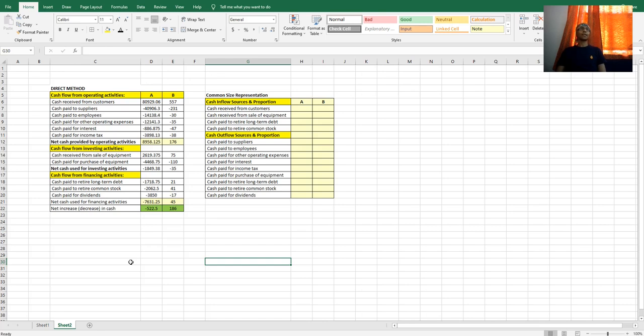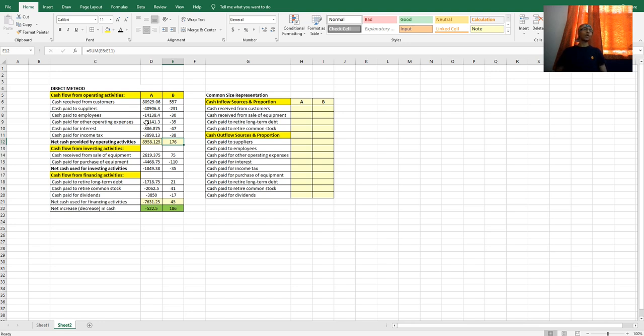Now we discuss common size representation for cash flow statements. So friends, we can see a direct method statement here. Cash flow from operations, investing activities and financing activities are mentioned here. Now there are two companies, A and B, with drastically different numbers in terms of proportion being demonstrated. For example, you can see cash received from customers is 80,929 million, and for B it is 557 million. So there is a lot of difference in terms of scale and size, right?